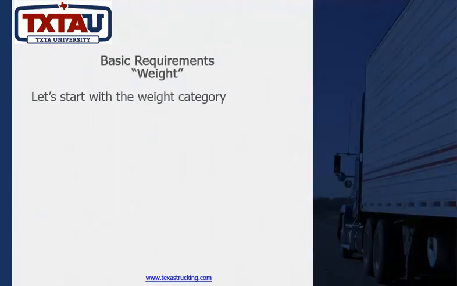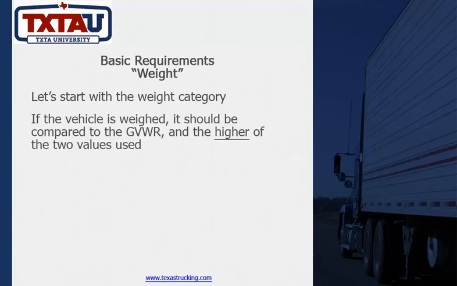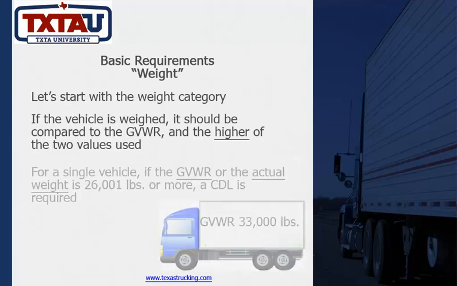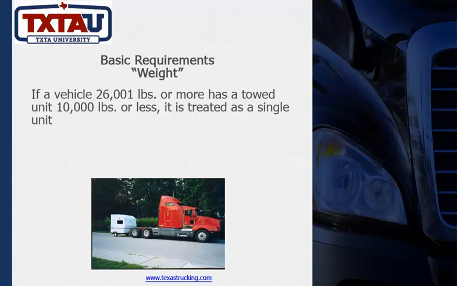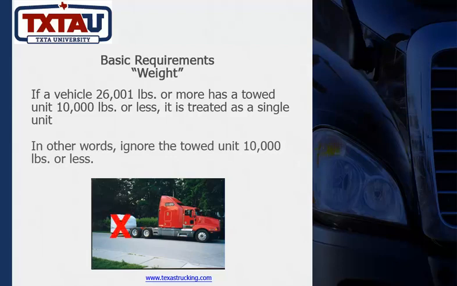Let's take a look at the weight category. If the vehicle is weighed, it should be compared to the GVWR and the higher of the two values used. For a single vehicle, if the GVWR or the actual weight is 26,001 pounds or more, a CDL is required. If a vehicle, 26,001 pounds or more, has a towed unit 10,000 pounds or less, it is treated as a single unit. In other words, ignore the towed unit 10,000 pounds or less.